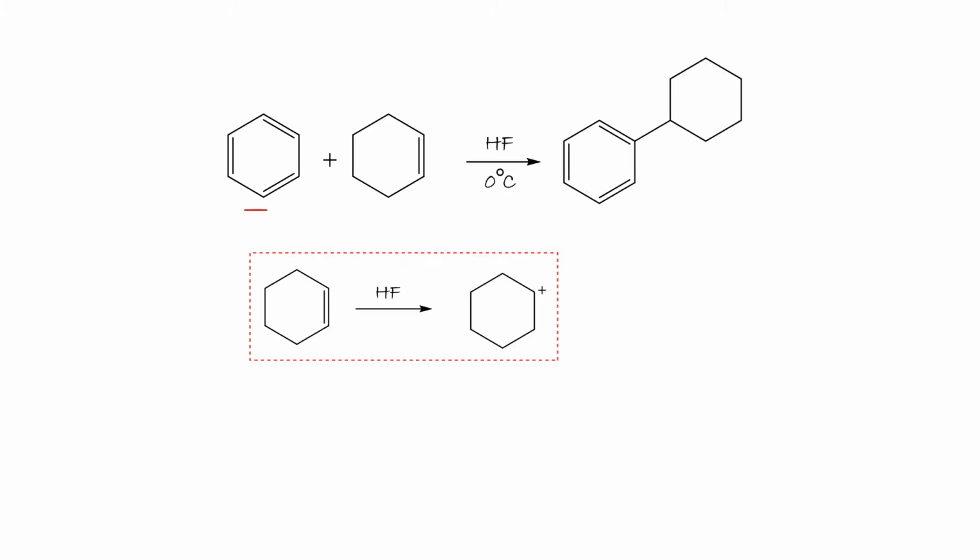Also, if we take benzene with an alkene and react that with hydrogen fluoride, okay, what did we get? We got cyclohexylbenzene. How is that? Cyclohexene reacts with HF to form a carbocation, by addition of H+. This carbocation reacts with benzene to form a sigma complex, followed by deprotonation to give the product.